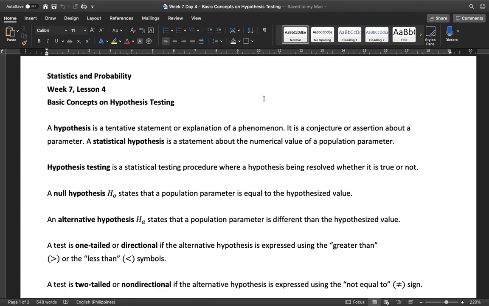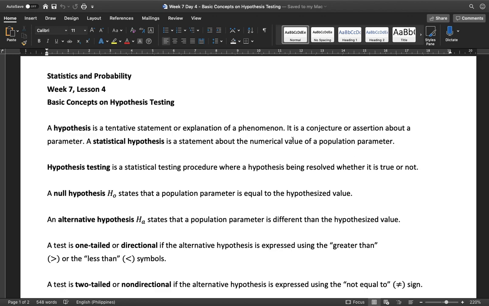So let's start first by determining ano nga ba talaga yung hypothesis. When we talk about hypothesis po kasi, it is a tentative statement or explanation of a phenomenon. It is a conjecture or assertion about a parameter. So, yun. A statistical hypothesis is a statement about the numerical value of a population parameter.